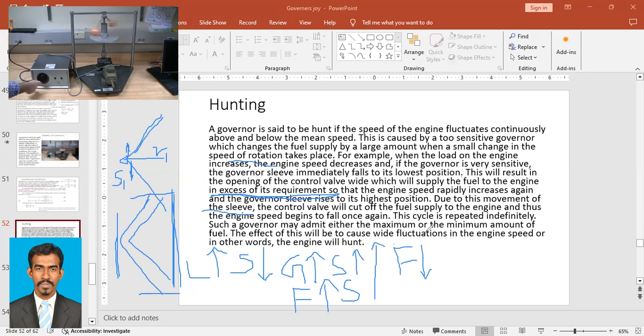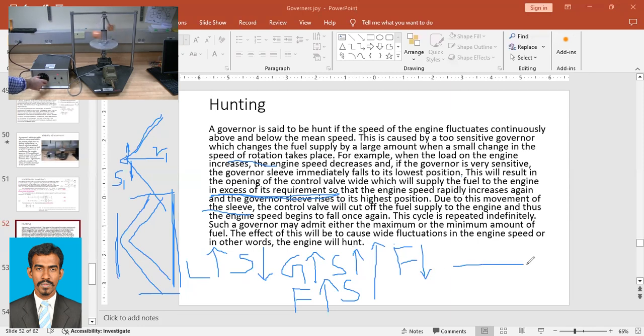Such a governor may admit either the maximum or minimum amount of fuel. So this is the issue. It won't have an equilibrium in between stages. It may only have an equilibrium at the very maximum extreme end, or at the very minimum, the other extreme end. It won't have a steady equilibrium speed in between. This is what is called hunting: either the maximum position or the minimum position, no in-between position. The effect of this is wide fluctuations in the engine speed, or in other words, the engine will hunt.